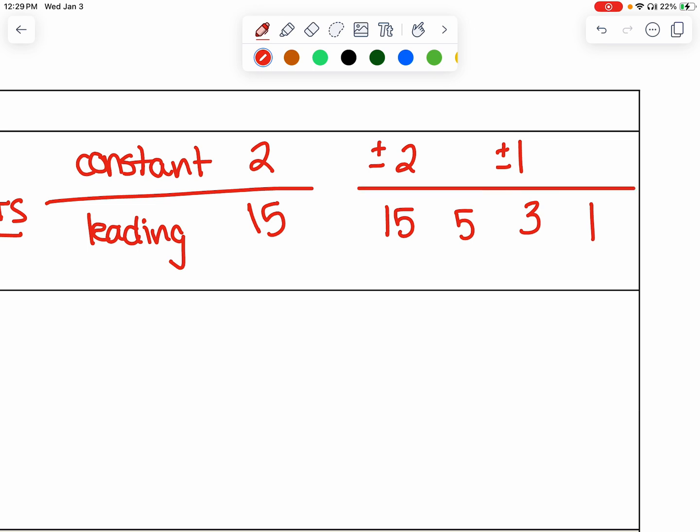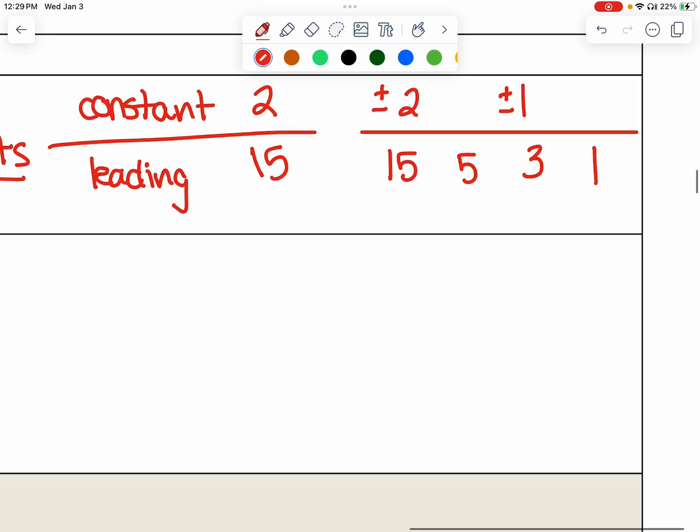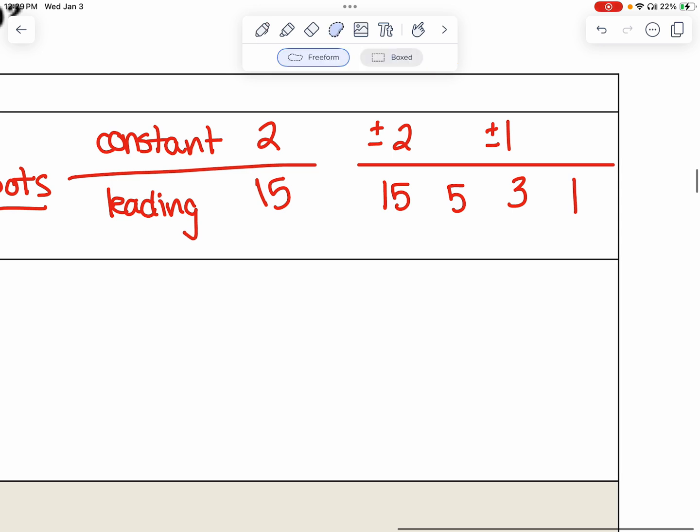All right, so let's list them out. Sorry about this. Ready? Here we go. Here are all the possibles. I'm going to shrink this down just a little bit.